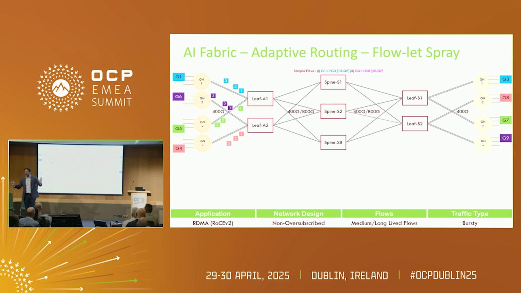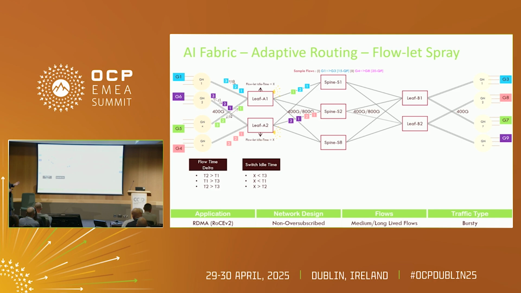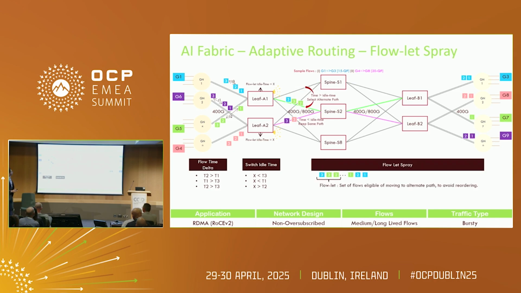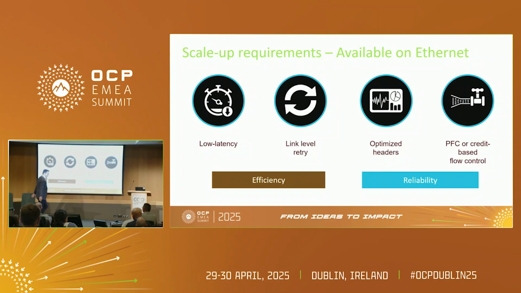That's the whole idea. So what we need to do is, on the switch, we need to identify flowlets. We need to identify packets where there is enough gap, and then we can spray them across. One flowlet is using one path, the other flowlet is using another path. The idea is simple. Magic is in the execution. It works very well. So that's your adaptive routing with flowlet spray.